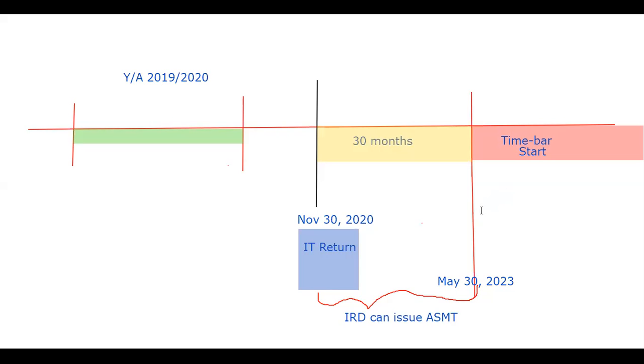Then assume that they have filed the return on October 30th. Then what is the last date for issuing, the time bar? October 30th they have filed. Can anyone tell me, if they have filed the return on October 30th, what is the last date the department can issue an assessment?